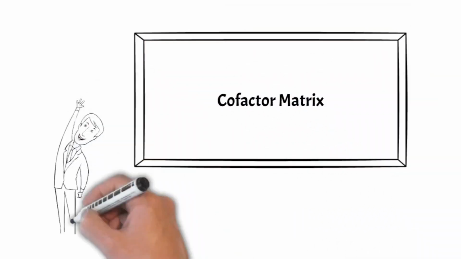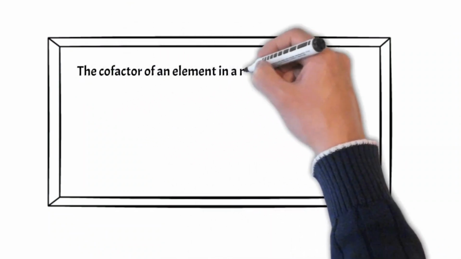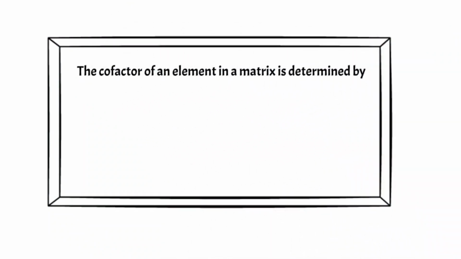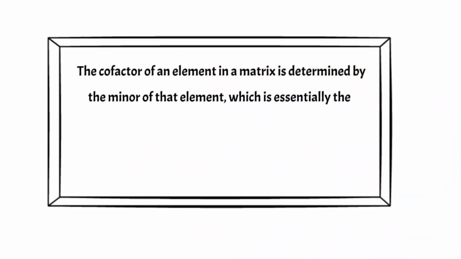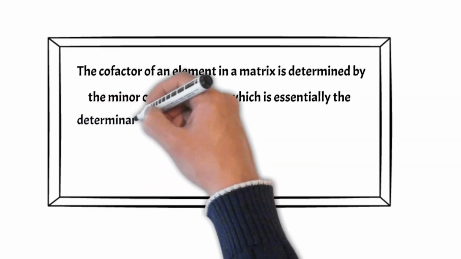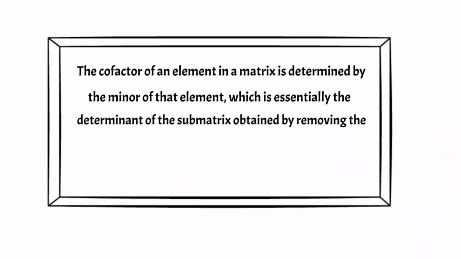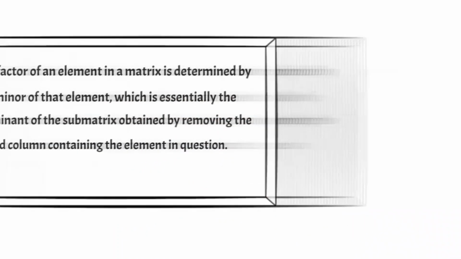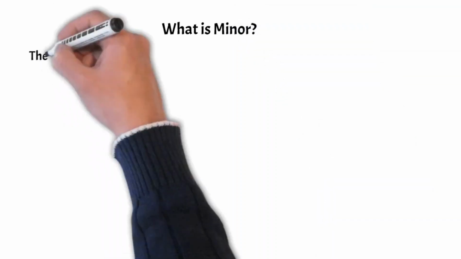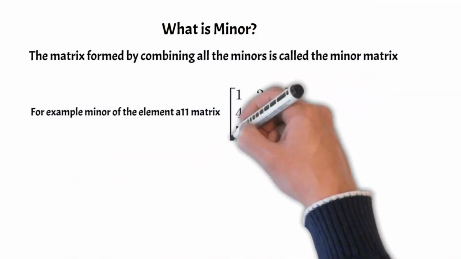Today we will learn about the cofactor matrix. What is a cofactor matrix? The cofactor matrix is made of the cofactors of the elements in a matrix. It is determined by the minor of that element, which is essentially the determinant of the submatrix obtained by removing the row and column containing the element in question. What is a minor? The matrix formed by combining all the minors is called the minor matrix.